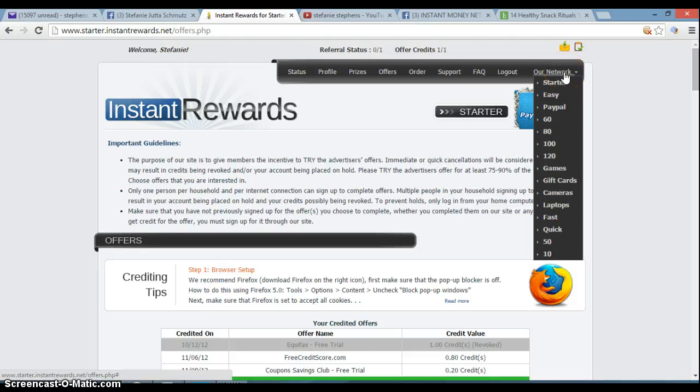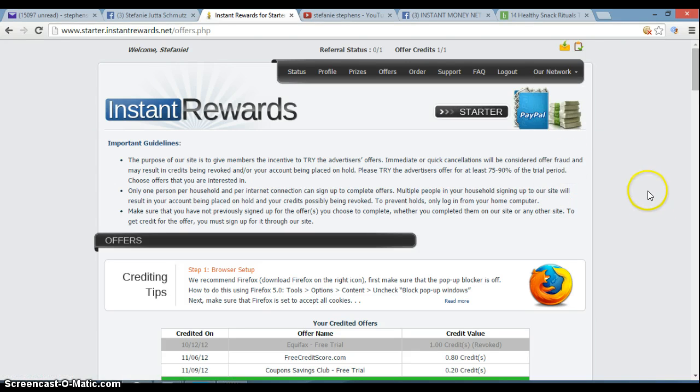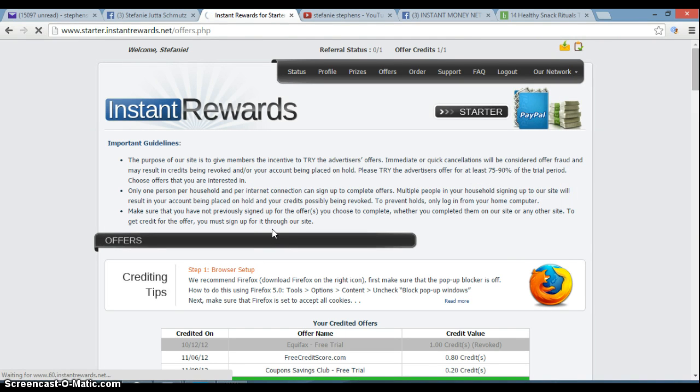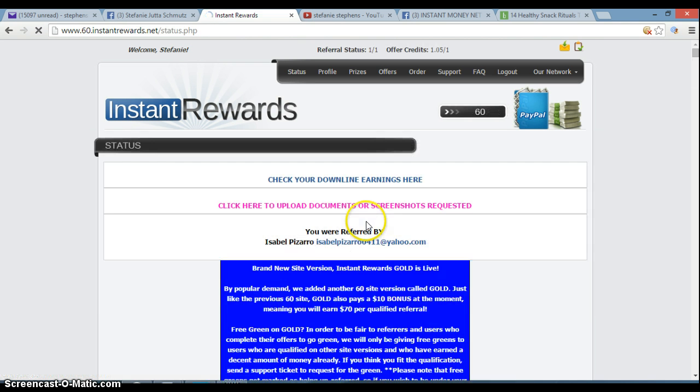So as you can see, in our network, here are different pages. I have all pages, but I don't recommend all pages, so it's good when you add another page. Usually people go with the starter and the 60 page. I'm going to show you my 60 page. The 60 page actually pays out $70. So Instant Rewards adds another $10 bonus, which is really awesome. If you think about going with the starter, which pays you $20, plus the 60, which pays $70, that's a total of $90 you can make off one referral.